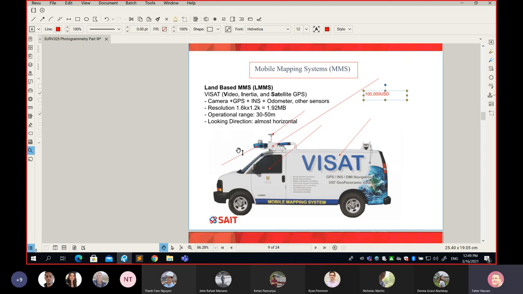So that includes the INS, the camera, GPS, the van, and the software. Remember, the software that logs all the data is also a property of the company, or UFC. If you want to buy this system right now, I think it will cost you between $500,000 and $750,000. So the initial cost is very high, but it's very productive.